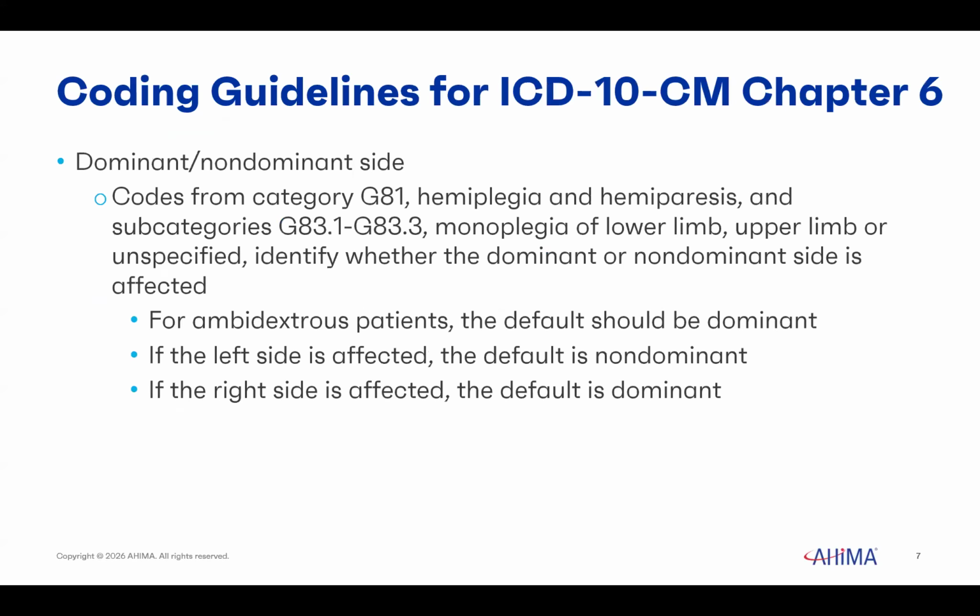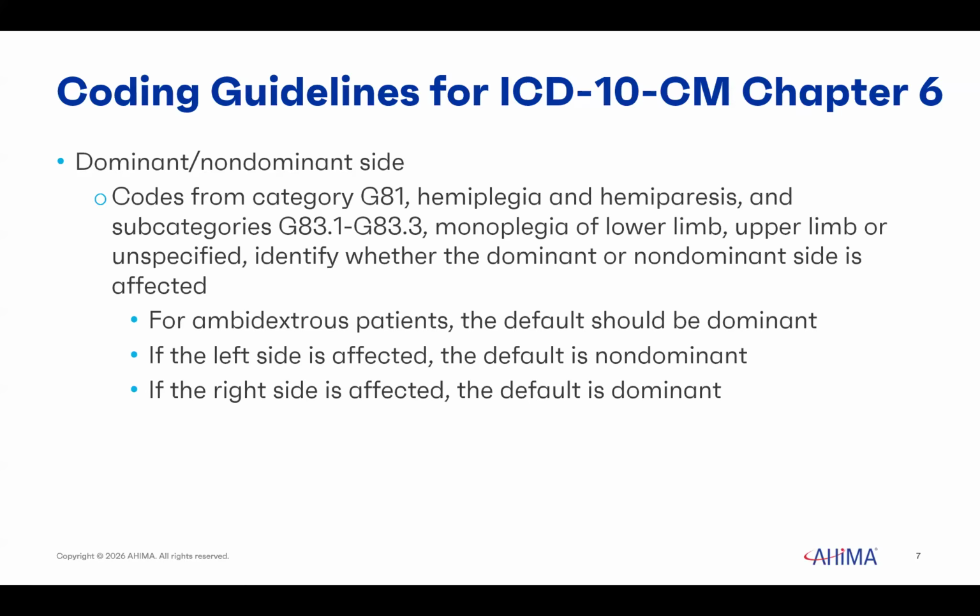Now we get into the dominant versus non-dominant side. So when we're talking about this, we normally talk about whether somebody is right-hand dominant or left-hand dominant. You'll see a lot of these written up in neurology consults. So the codes from category G81, hemiplegia and hemiparesis, identify whether the dominant or non-dominant side is affected.